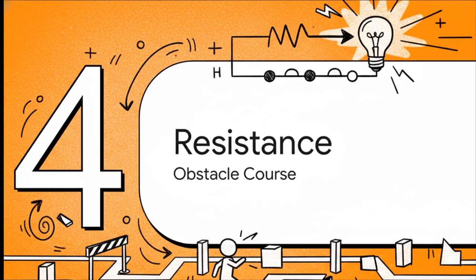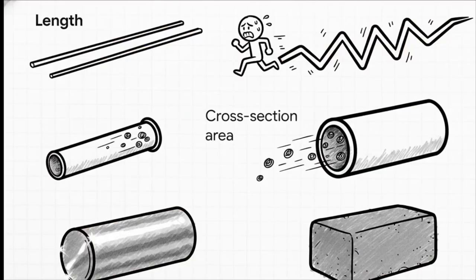Which brings us nicely to Section 4, Obstacle Course, Resistance. Why do some wires resist more than others? Well, it boils down to three main factors. First up, the length of the wire, L. A longer wire just means a longer obstacle course for the electrons, so naturally, resistance goes up.